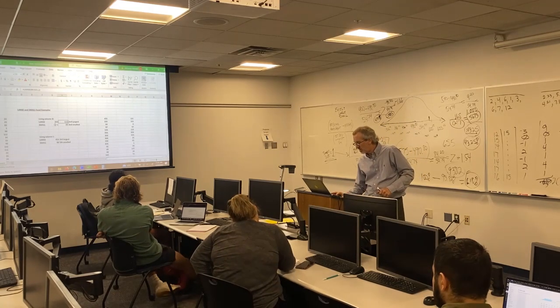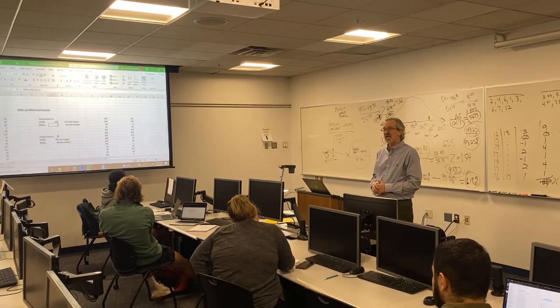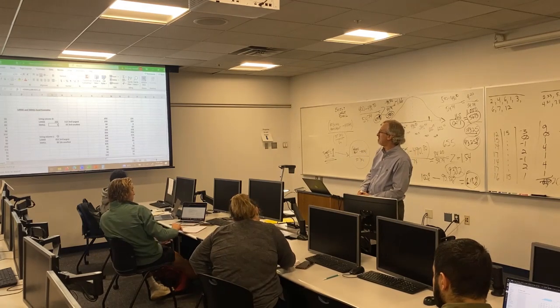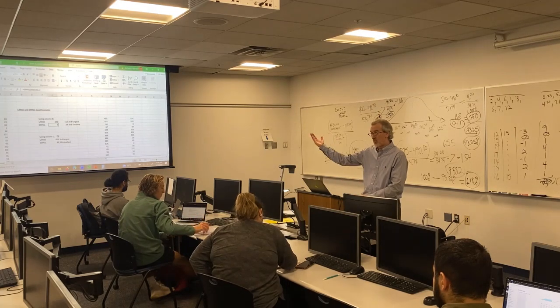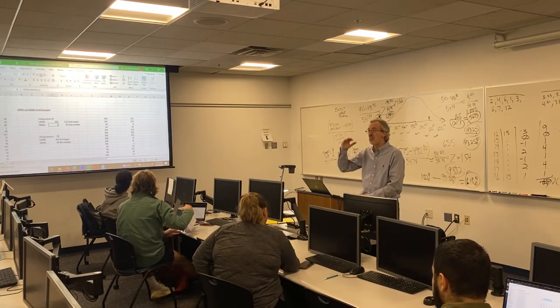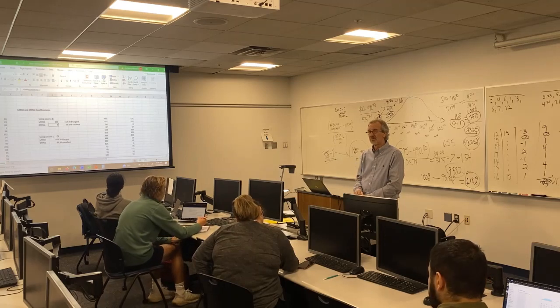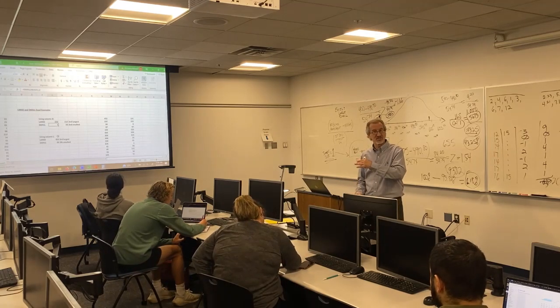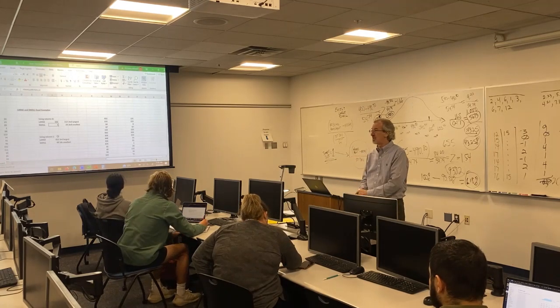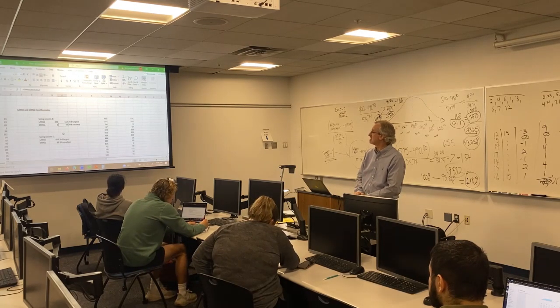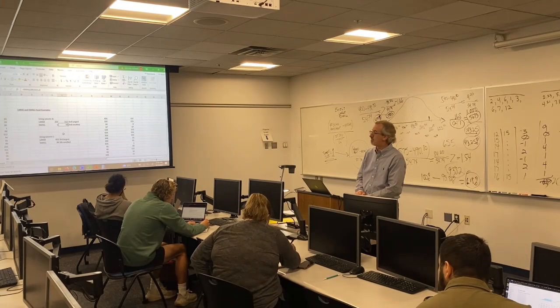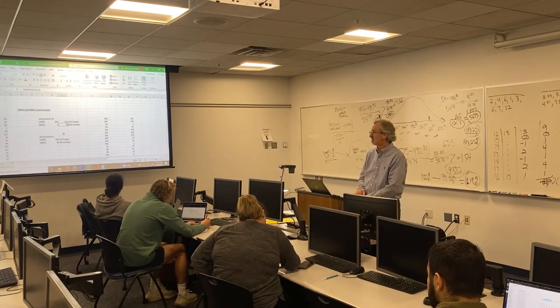Small. Equals SMALL, parentheses, B8 dot dot B25, comma. If you put a 1, you're telling Excel to find the smallest number, just like MIN. You put a 2, it's the second smallest number. 3 is the third smallest number. So right here, we're finding the second smallest number of that data by putting a comma 2 on the end.